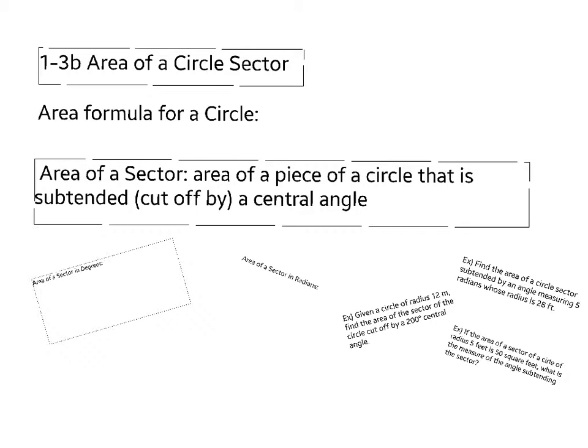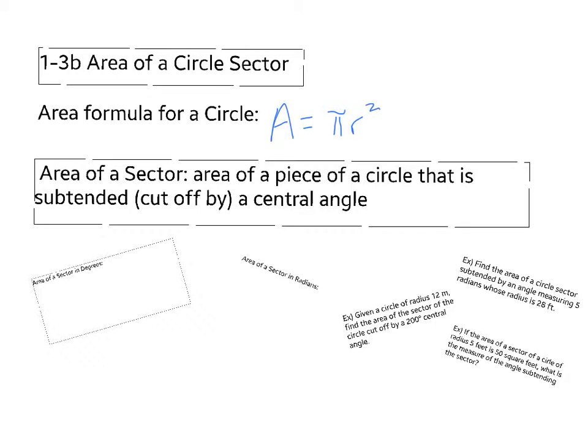In order to talk about the area of a sector of a circle, or a circle sector, I just want to first remind us how to find the area for the whole circle. Just in case we happen to have forgotten, the formula for the area of a circle is area equals pi r squared, where pi is 3.14 and r in that formula is the radius of the circle.